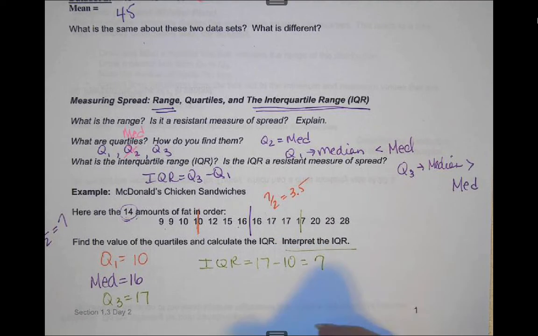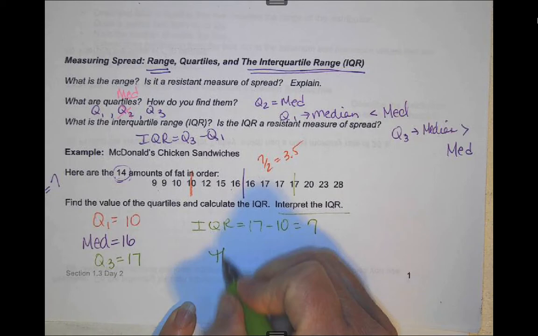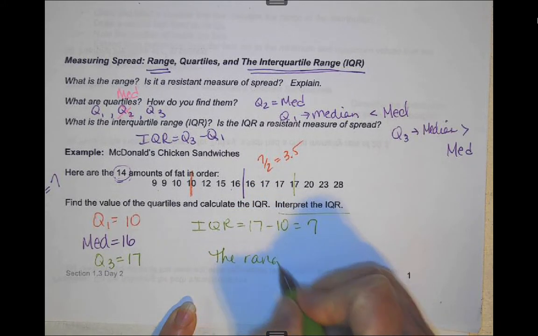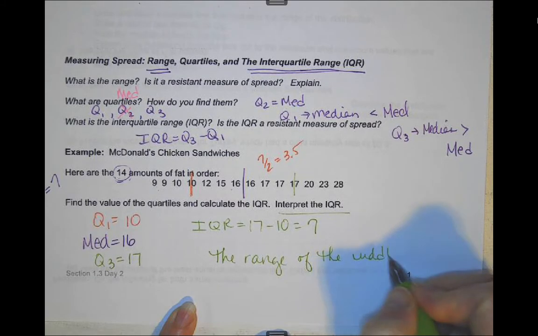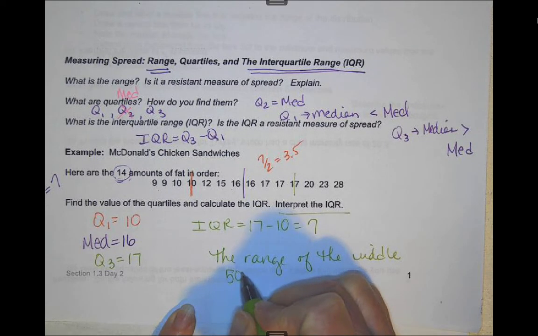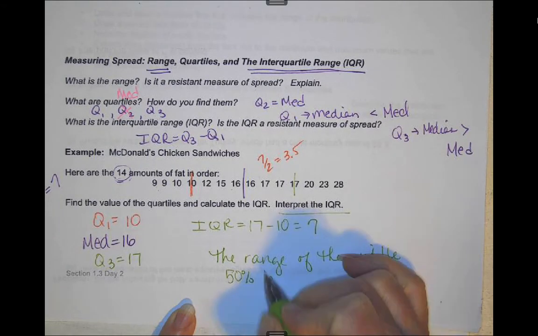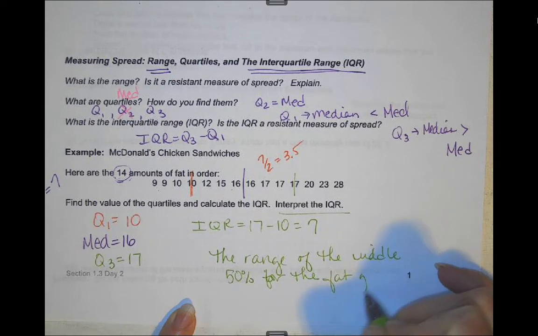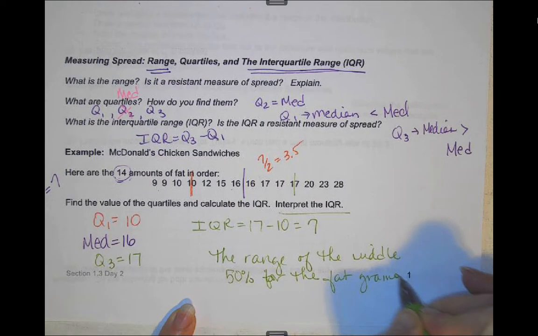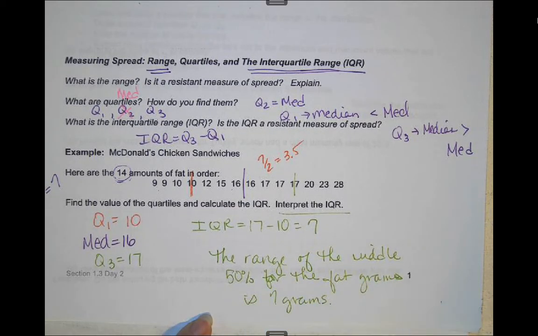To interpret that, remember we like to interpret things in stat class, you can just say the range of the middle 50% for the fat grams is 7 grams. All right, so I'm just doing that interpretation there.